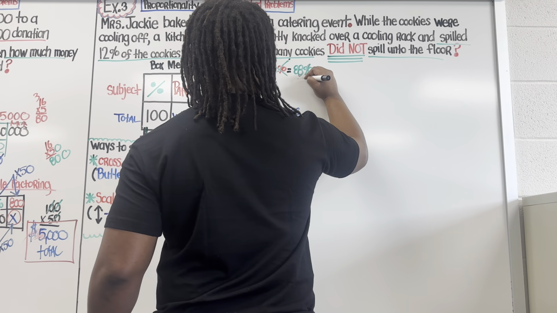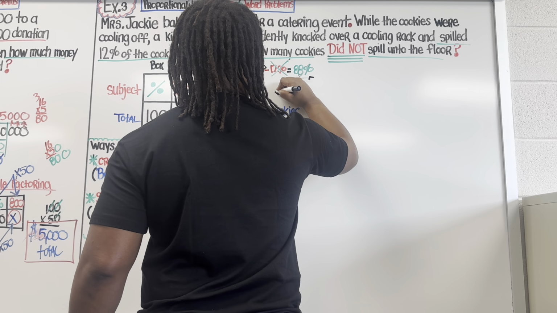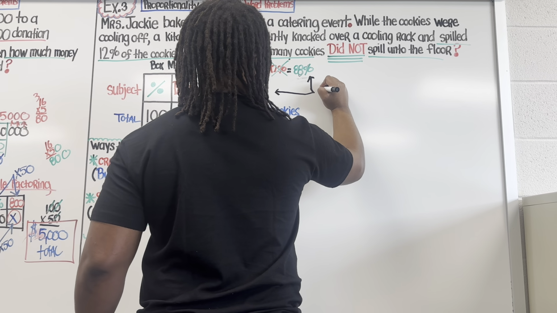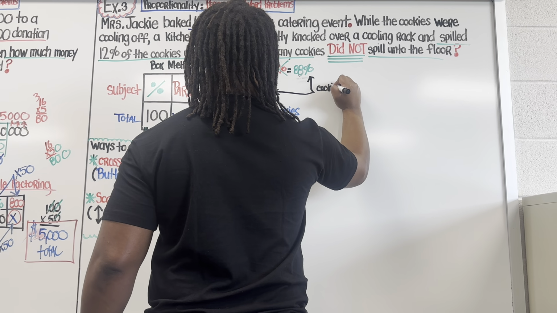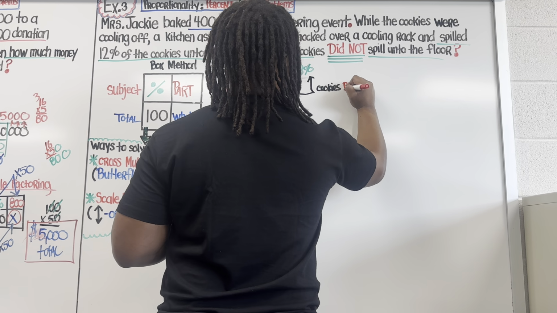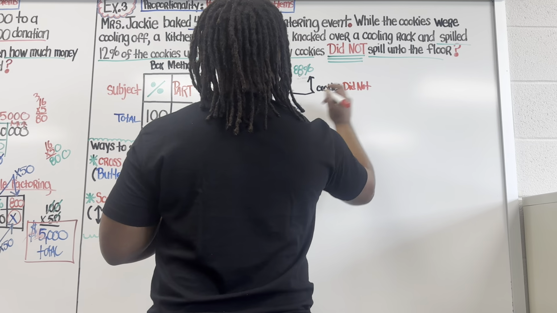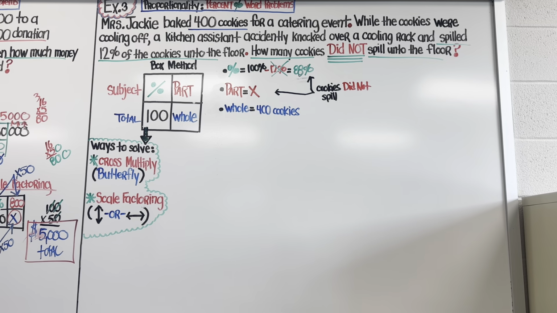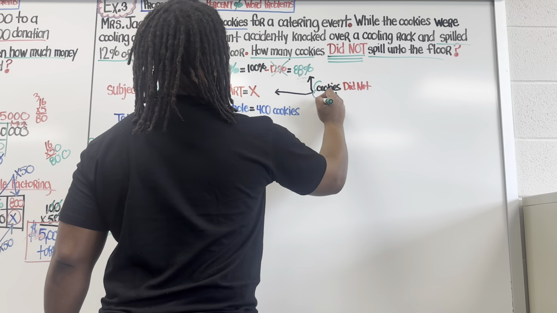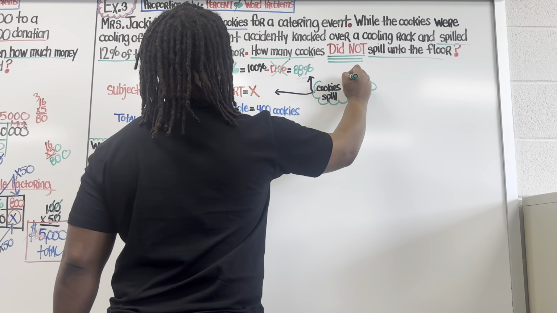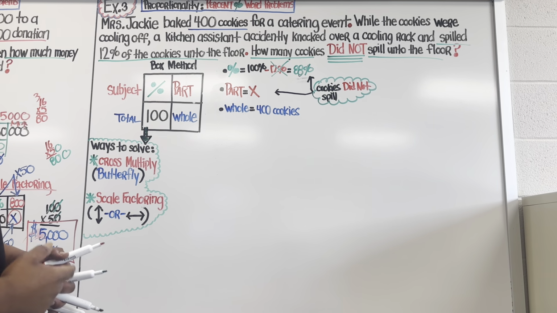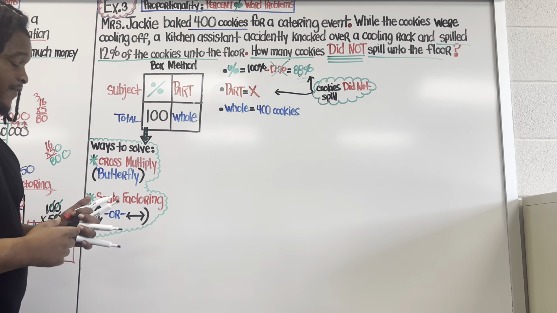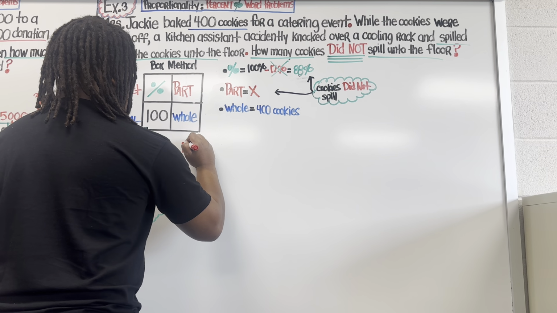And once again, I just wanna put this so we can understand the percent and the part both represent cookies that did not spill. Did not spill. Okay? That's what they represent, right? They just represent the cookies that did not spill onto the ground or onto the floor, okay? So let me show you by cross multiplying first, and then I'm gonna solve the same problem by scale factor. So let's do the cross multiply method first.